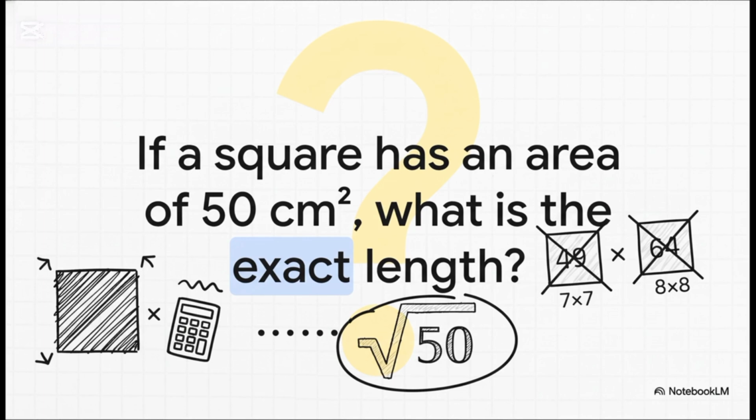It's not 7, because 7 squared is 49. And it's not 8, because 8 squared is 64. The exact answer is the square root of 50. But how do we actually use that number without just rounding it off and losing that precision? And that right there is exactly why we need surds.